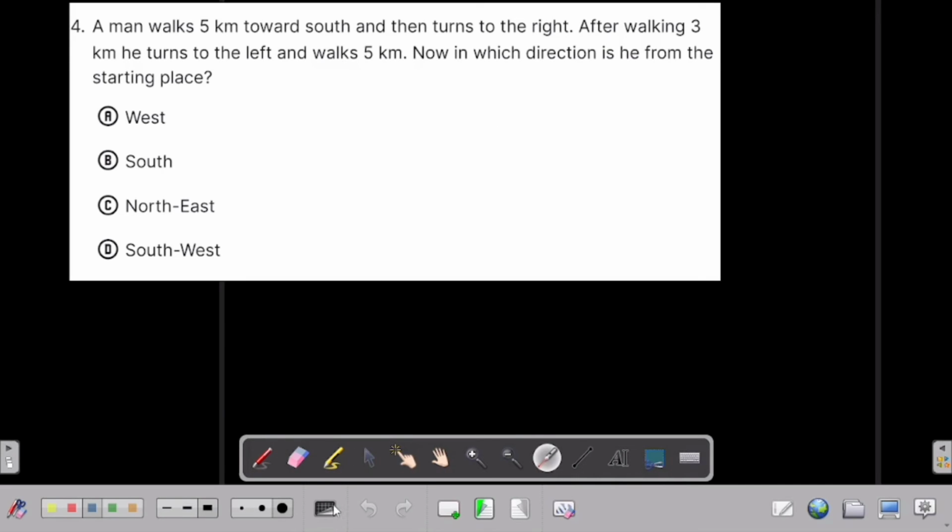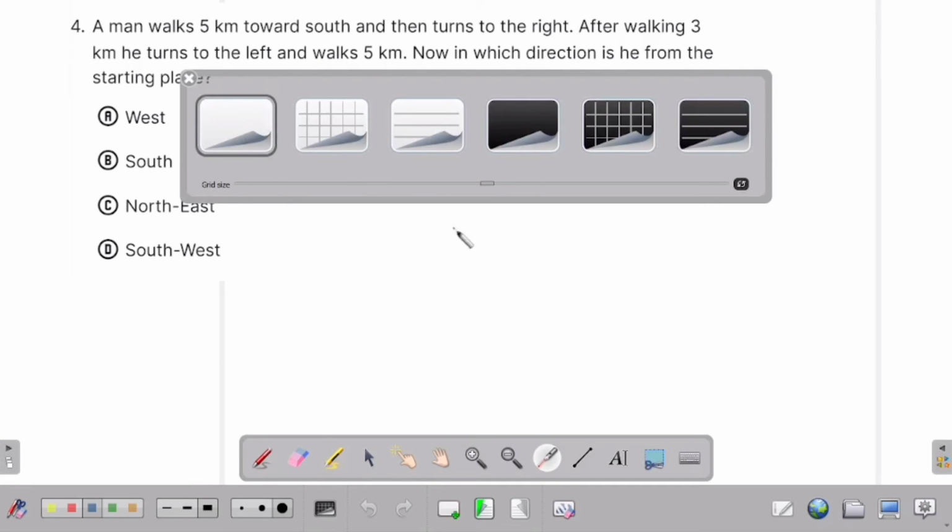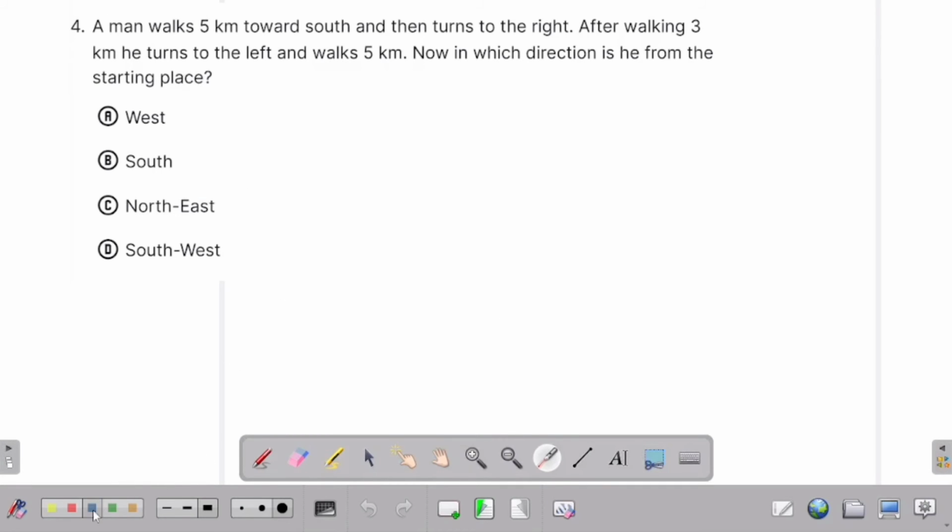I will explain it very clearly. While doing a direction problem, to avoid confusion, we should draw east, west, north, south. That is mandatory. Next, first position: a man walked 5 kilometers toward the south. This is the starting position. This is the south direction. He walked 5 kilometers.